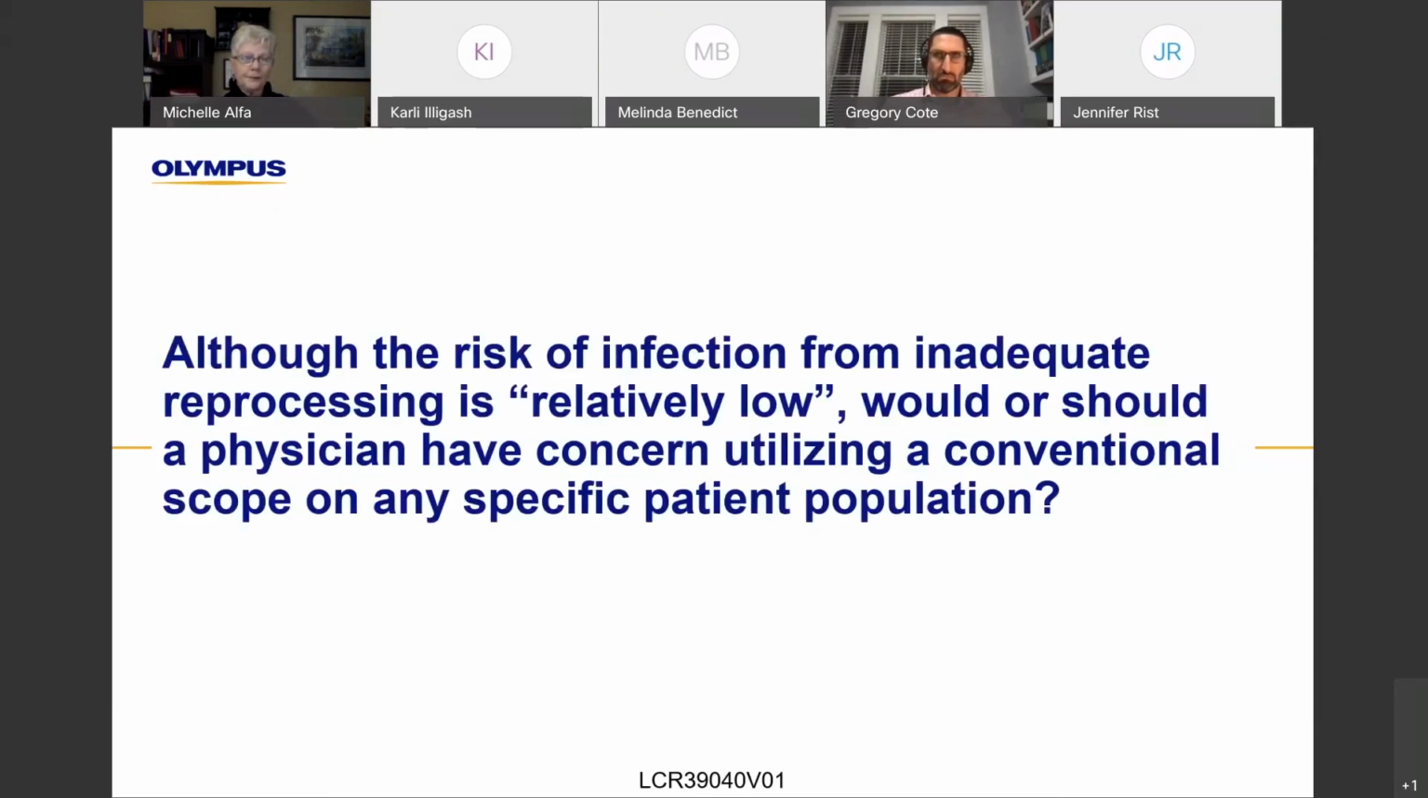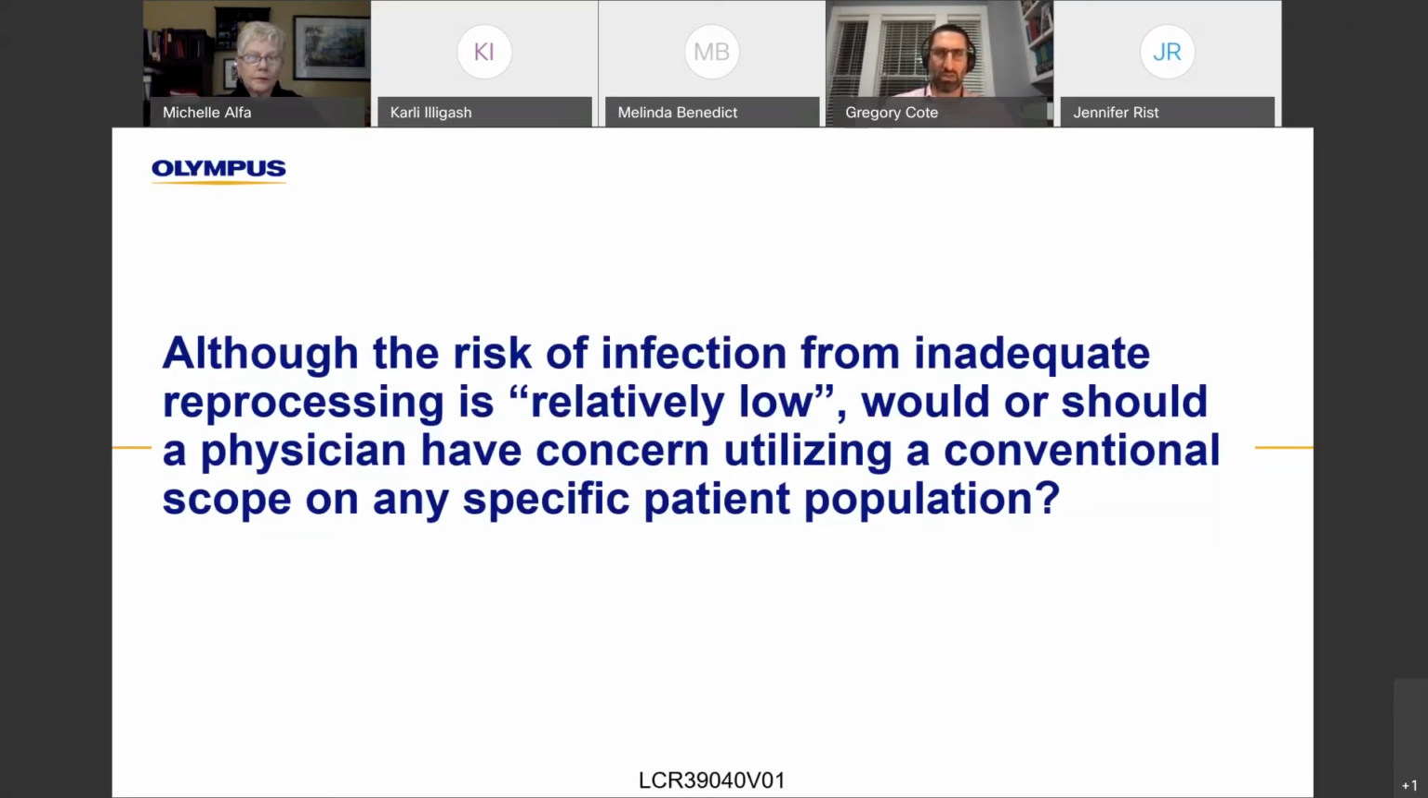Great. And one more question, and this one's for you, Dr. Cote. So in our previous webinars, we talked about how the risk of patient infection from inadequate reprocessing is low. And given this, would or should a physician be concerned about utilizing a conventional or reprocessable duodenoscope on any patient or even a specific patient population? No. Again, the principal goal, these are life-saving procedures, or they're replacing much more morbid alternatives to deal with the problems that we're addressing.